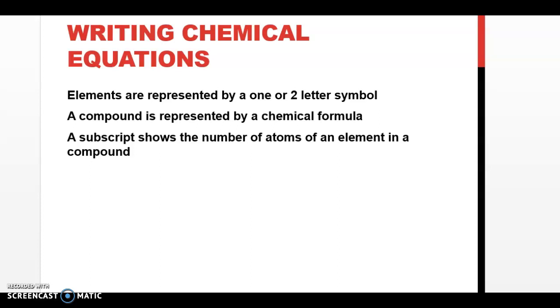So if I have CO2, that means there's 2 oxygen and 1 carbon. If they don't write a 1, that just means there's 1 in there. It's an implied 1. So like H2O: 2 hydrogen, 1 oxygen. And that's basically how those types of things go.